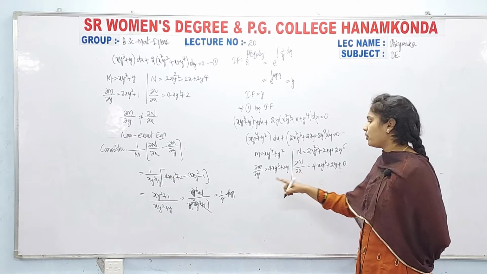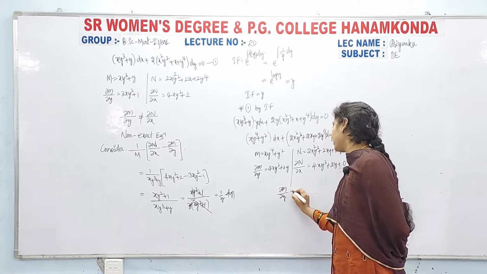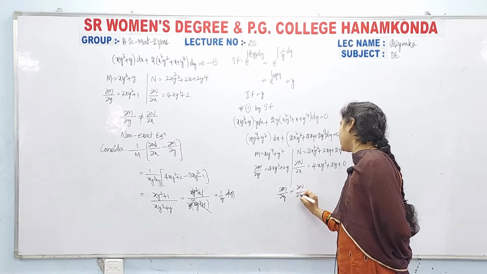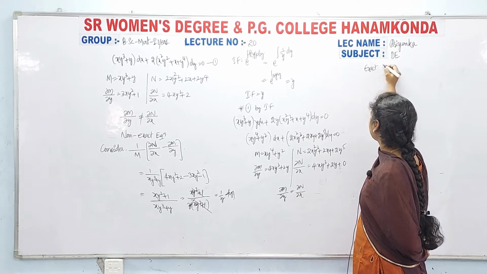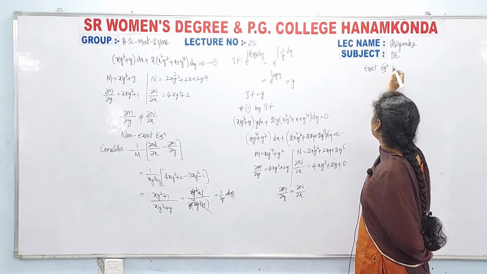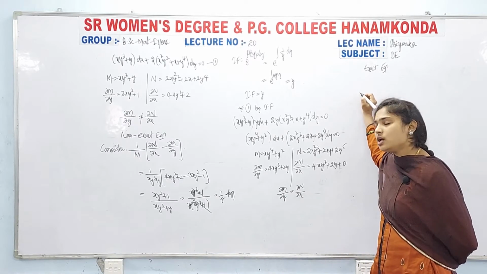So now, are both equal or not? Yes, both are equal. Therefore ∂M/∂y equals ∂N/∂x, which is nothing but an exact equation. Now what we have to do? We have to calculate the general solution.